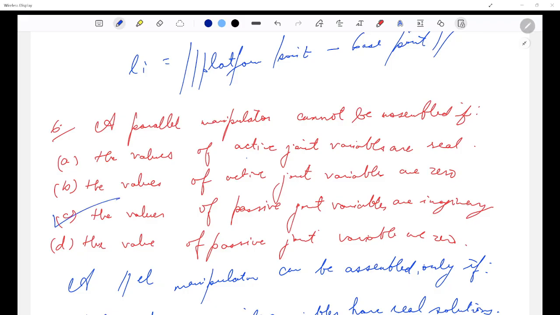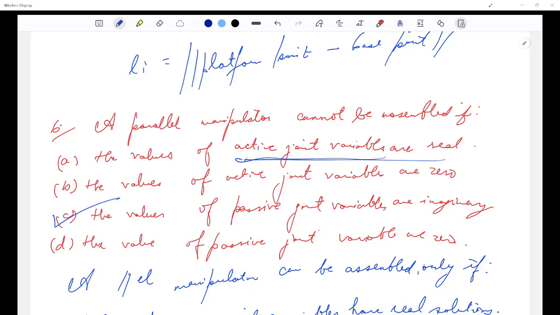Let's see why the other options are not correct here. The first option is the values of active joint variables are real. Active joints are always real. They are physically set, so they cannot be imaginary. So there is no issue with this. The second option is the values of active joint variables are zeros. Zero is just a special real value, it is not imaginary, so the mechanism may or may not assemble. You cannot say. And the other option is the values of passive joints are 0. Zero is a valid real value and nothing wrong physically.